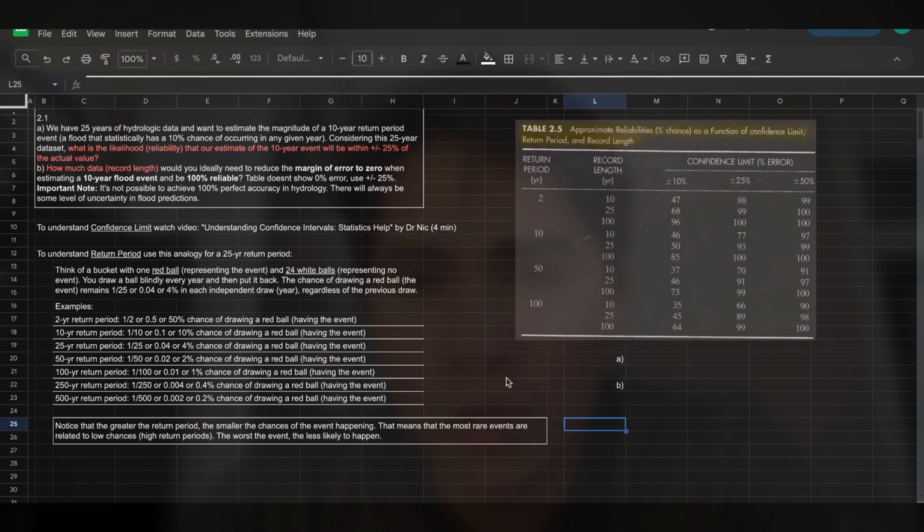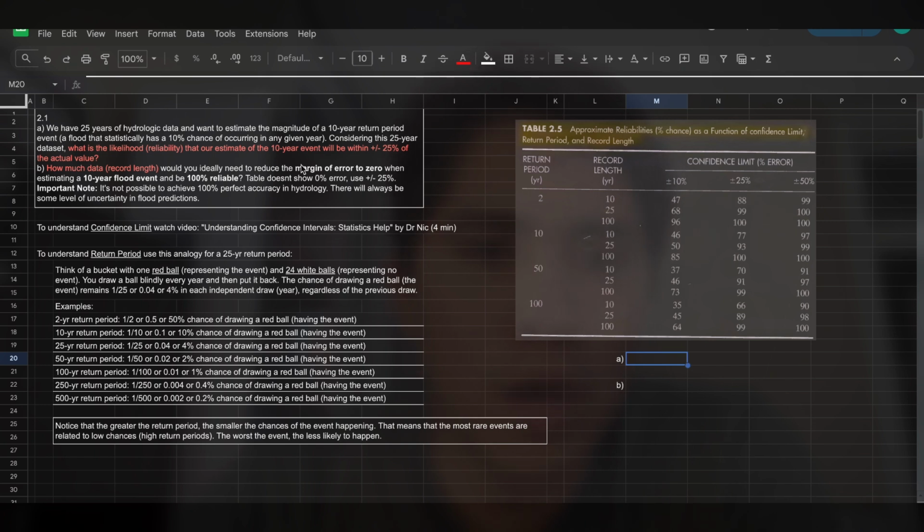So let's move on to the questions of problem 2.1. Table 2.5 shows return periods, record lengths, and confidence limit. So for part A, the question is asking what is the likelihood or reliability. All these values here represent the reliability in percentage. The table doesn't show it very well, but you can tell by the title. All these values here are the reliability.